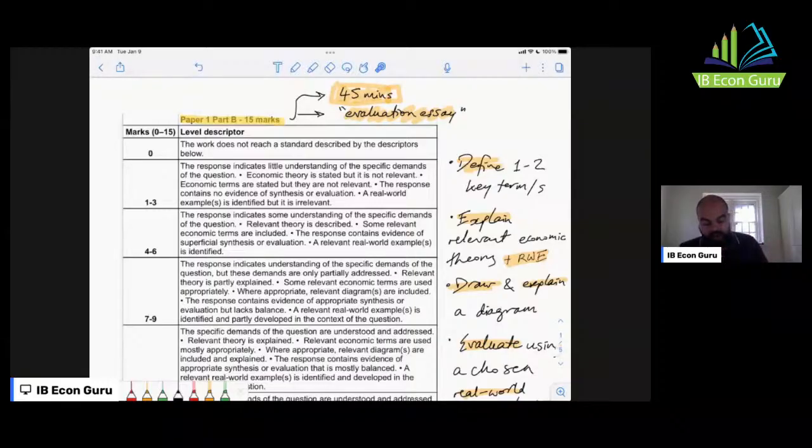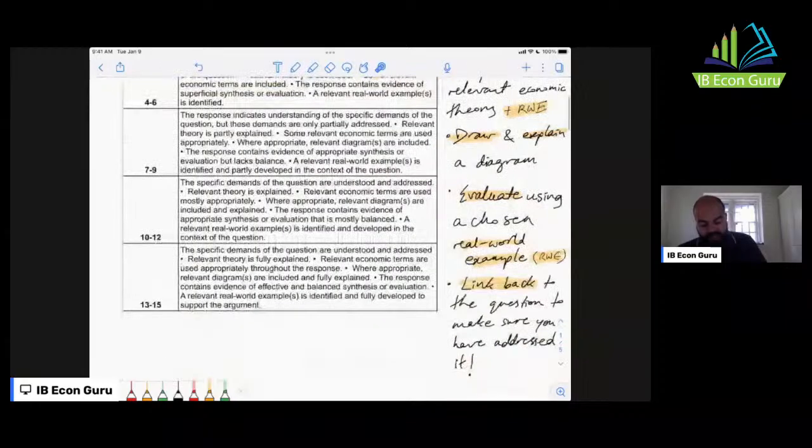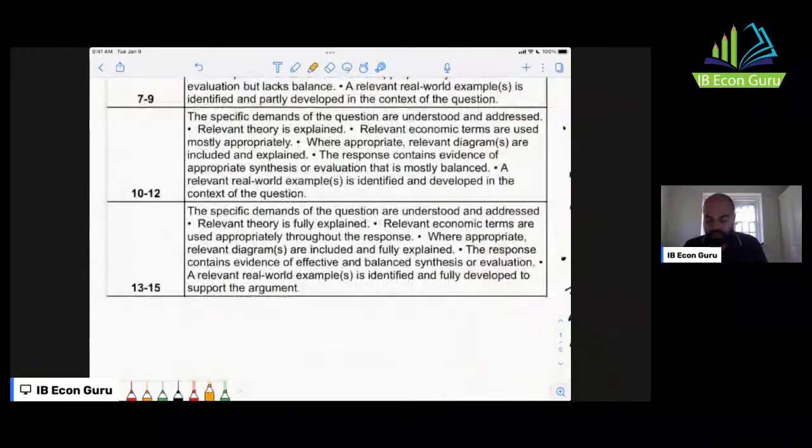What I have here are the assessment criteria. I'm going to look at the highest level, what you need to do to achieve the highest level, which is between 13 and 15 marks. You need to make sure that the specific demands of the question are understood and addressed. Obviously, if your essay doesn't address the question because you didn't understand the question, you're not going to score very high.